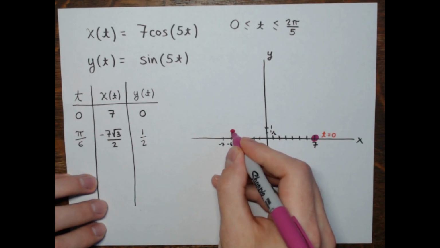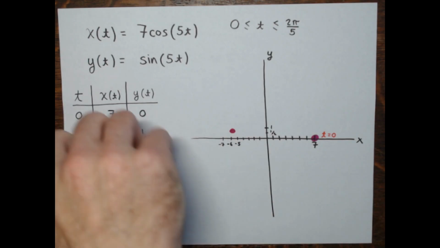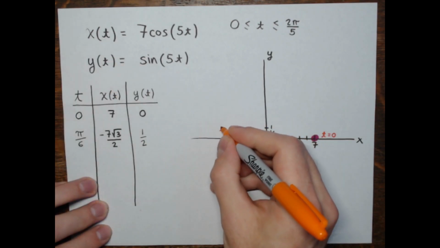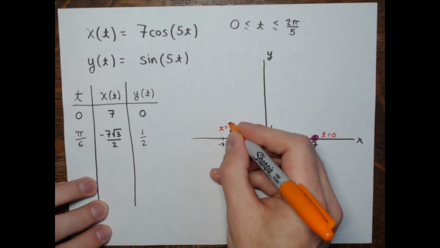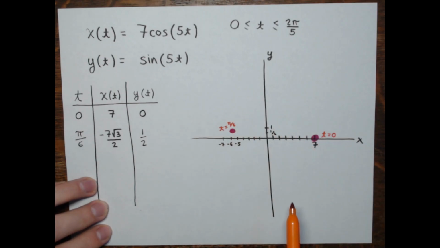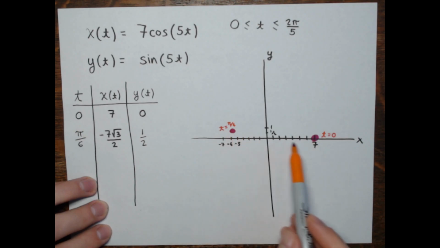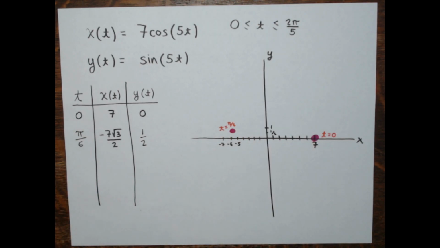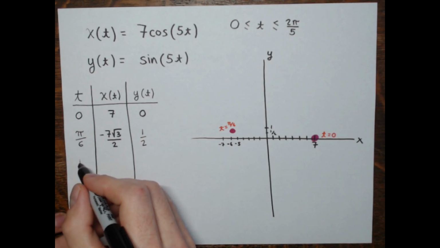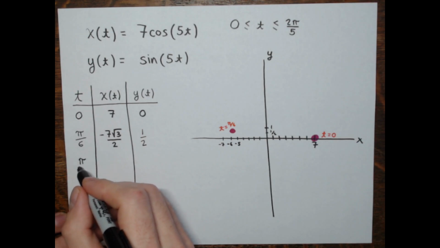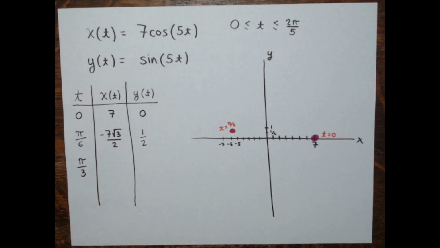I'm just going to eyeball this. Go there. So there's where, when t equals pi over 6, I'm at this location. And actually, we're going to see this moving this way, from this point to this point. We'll connect the dots in a little second here. And then they plug in pi over 3.